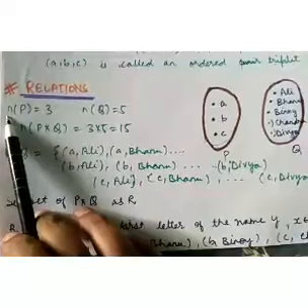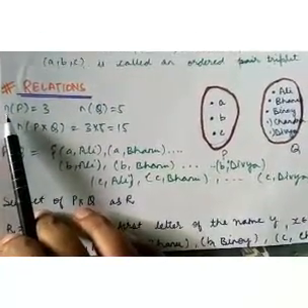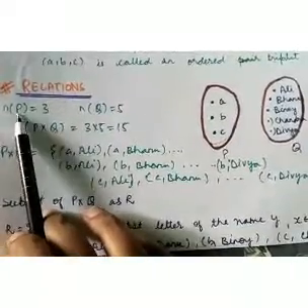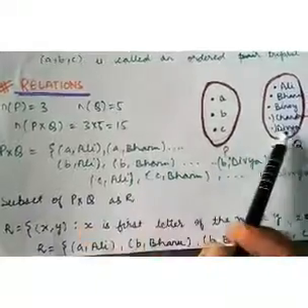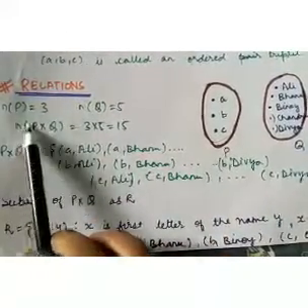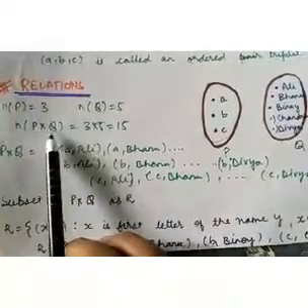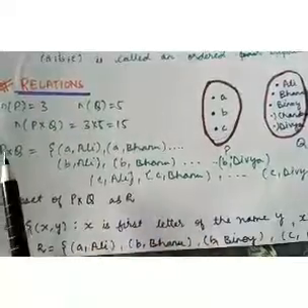So n of P, that is cardinal number. N represents the cardinal number, that is the number of elements in the given set. So the number of elements in the set P is 3 and the number of elements in the set Q is 5. Therefore, we have studied earlier that the number of elements in the Cartesian product of both the sets, P cross Q, will be equal to 3 into 5, that is 15.